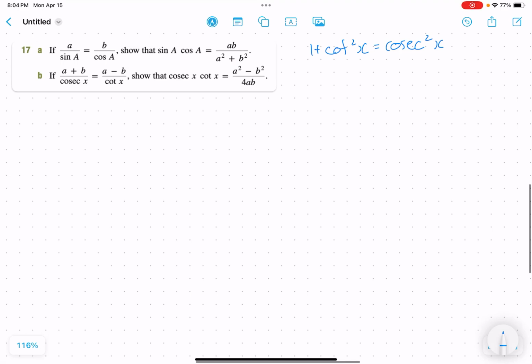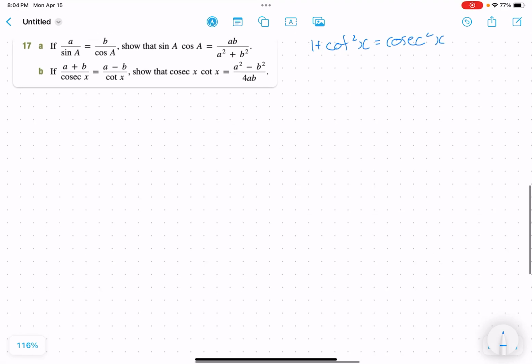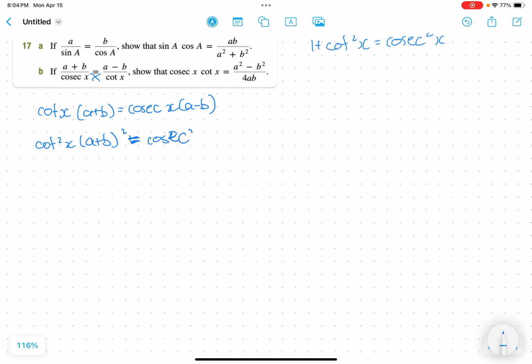All right, and this one as well for 17b. Again, if I cross multiply there, I've got cot x outside of a plus b is cosec x outside of a minus b. And if I square both sides, I can then use, oops, that's an equals. So, whoops, that's a cosec.